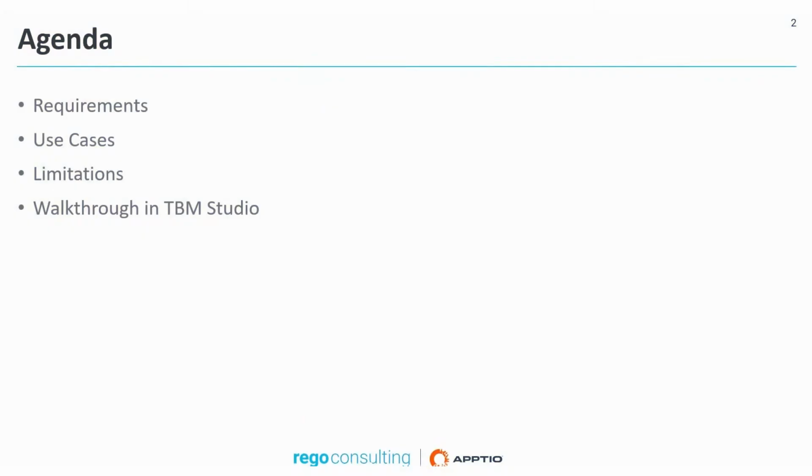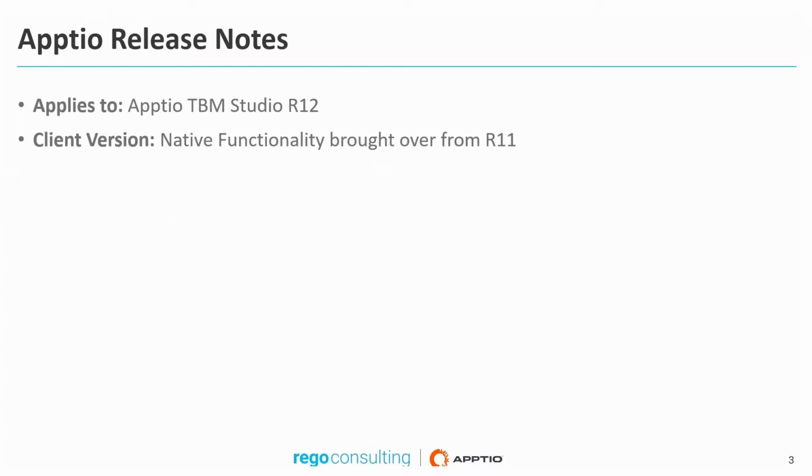Going over what we're going to cover today, we'll start with requirements that you'll need to use this feature in Apptio. We'll go over some typical use cases that we see our clients use. We'll go over the limitations of this feature, and we'll end with a walkthrough in TBM Studio. This feature is actually native to Apptio R11 and was brought over in the first release of R12. So any of you that are using R12 should be able to use this feature with no problems.